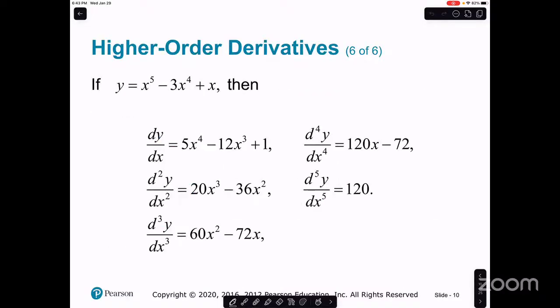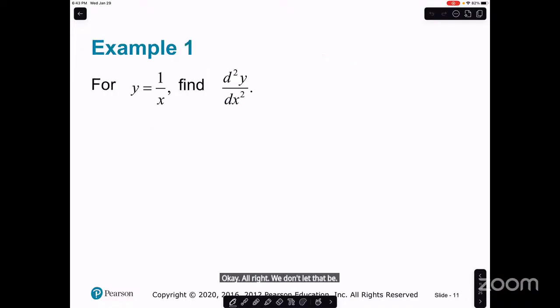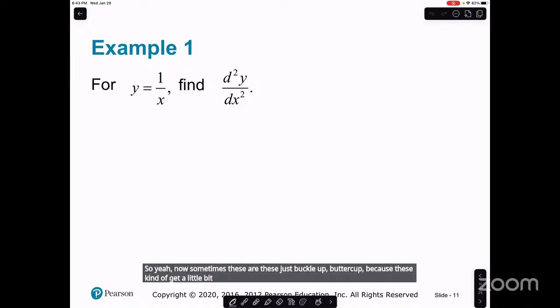Okay, we're going to let that be. Given this y, we're asked to find the second derivative. Sometimes these get a little bit dicey, so buckle up, Buttercup. Give me just a moment.